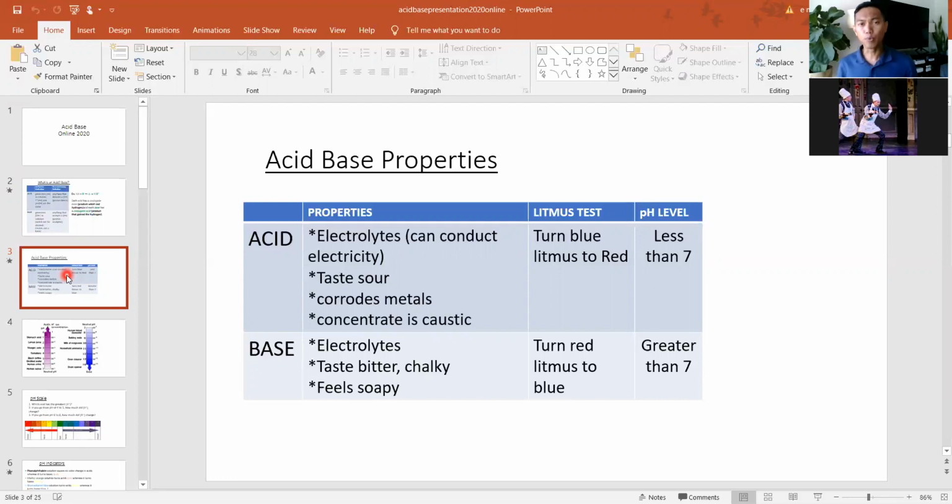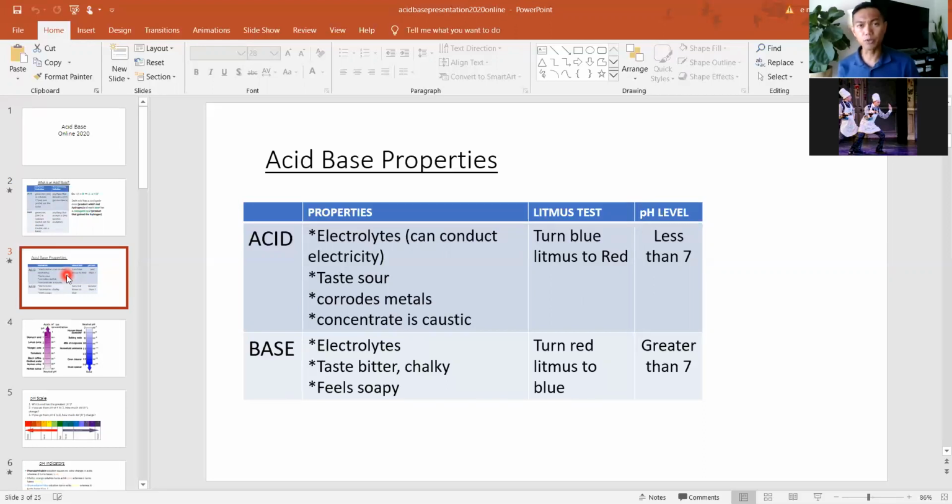So they could break down metals. Sometimes they use it to remove rust, but those are the really strong acids. And then caustic could be something that's harmful for us, right? When it touches your skin. Bases have a certain kind of property to them, where the ones that we consume tend to have a chalky or bitter flavor.